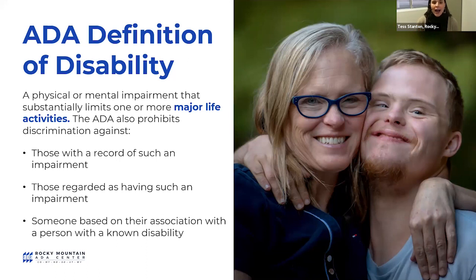The ADA also has protections against discrimination based on someone's association with a person with a known disability. So the ADA prohibits discrimination against someone who might not have a disability, but they may be discriminated against because of their association with someone with a known disability. This may be someone who works with others who have disabilities or has a family member who has a disability and may be discriminated against based on that association. The image here shows two people with their arms around each other. There's a woman with glasses and a man who has Down syndrome.